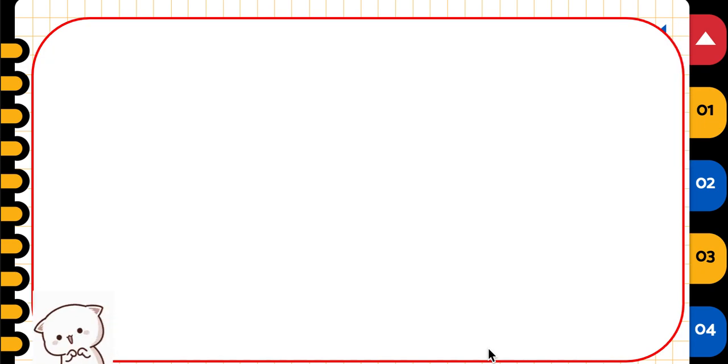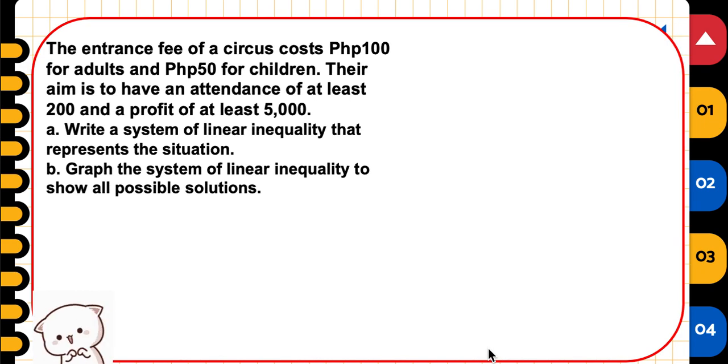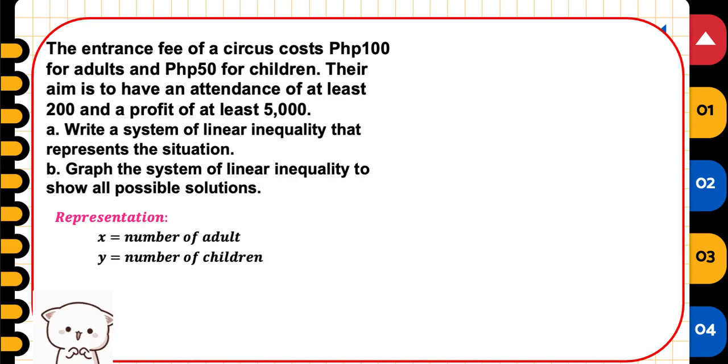Okay, next for our last problem, the entrance fee of a circus costs 100 pesos for adults and 50 pesos for children. Their aim is to have an attendance of at least 200 and a profit of at least 5,000. So what we are going to do is to write again the inequalities and to graph so that we can show all the possible solutions. For our representation, we're looking for the number of adults and the number of children who will go to the circus. So let x be the number of adults and let y be the number of children.